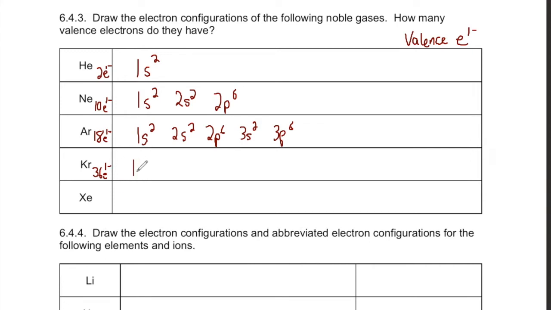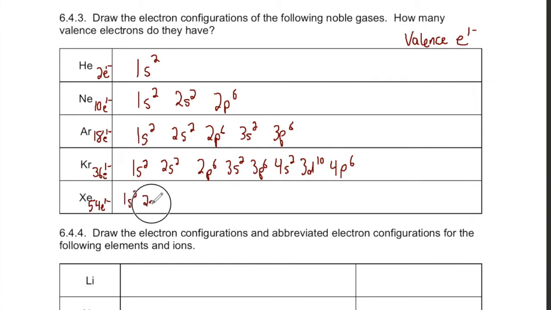Krypton has 36 electrons. After 3p6 comes the 4s, then the 3d, which can fit 10, and then the 4p, which can fit 6. Xenon has 54 electrons. Let's write a little smaller to fit all those. All right, xenon is found at the end of the 5th period, and so it has the level 5 shell being filled here. We have 2, 4, 10, 12, 18, 20, 30, 36, 38, 48, 54 electrons.